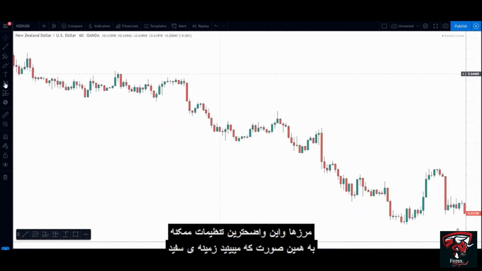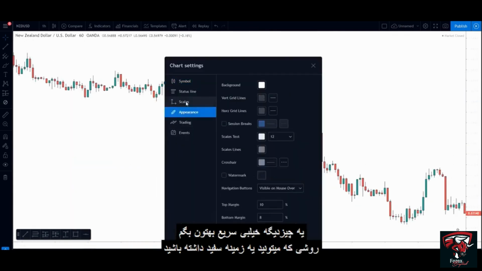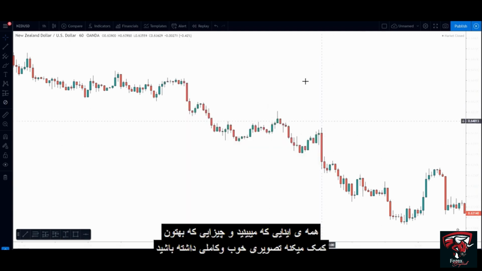White background. I guess I could show you guys one more thing really quick, and that's the fact that we have a white background, and then all of these as well. You see what I'm saying? The vertical grid lines are pretty much not there, stuff like that. So that's how you have your TradingView set up completely.